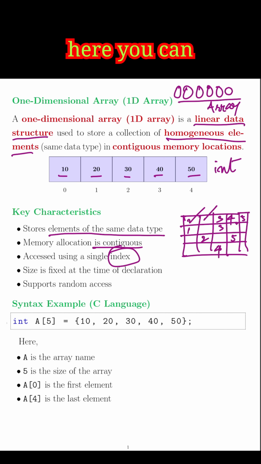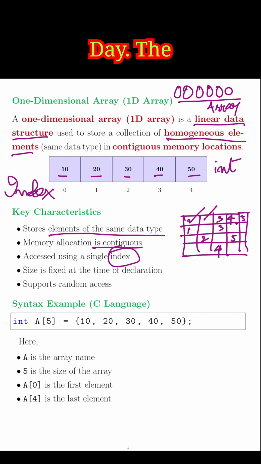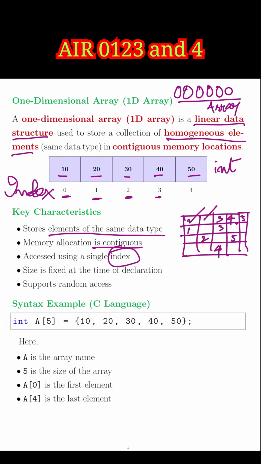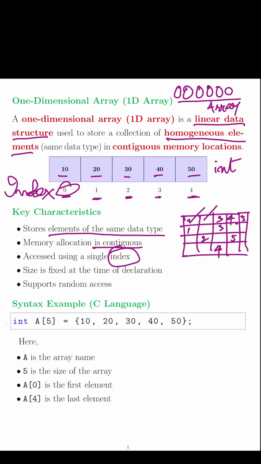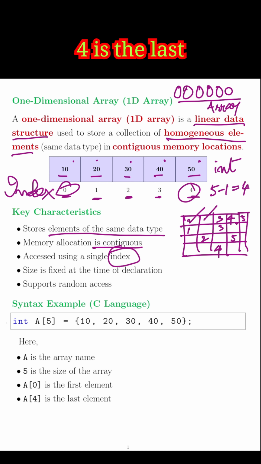So here you can see the element position is called index, right? So here 0, 1, 2, 3, and 4 are array indexes, right? So first element is at 0th index. Indexing is starting from 0, and the number of elements minus 1 is going to be the last index. So here you can see we have total number of 1, 2, 3, 4, 5 elements. So last index is 5 minus 1 equal to 4. So 4 is the last element.